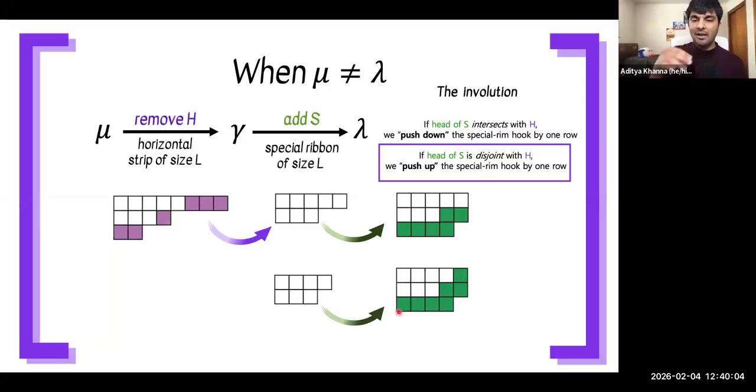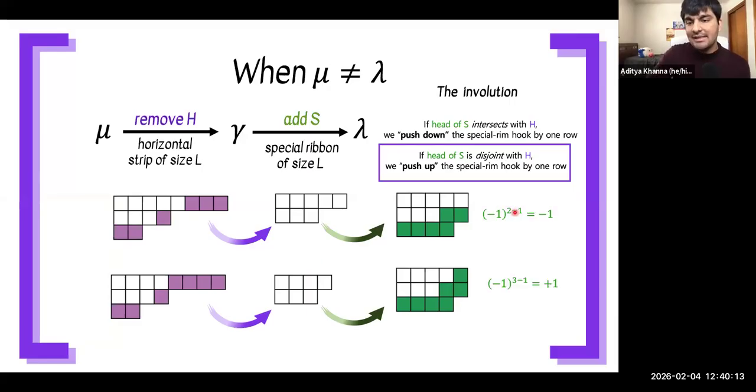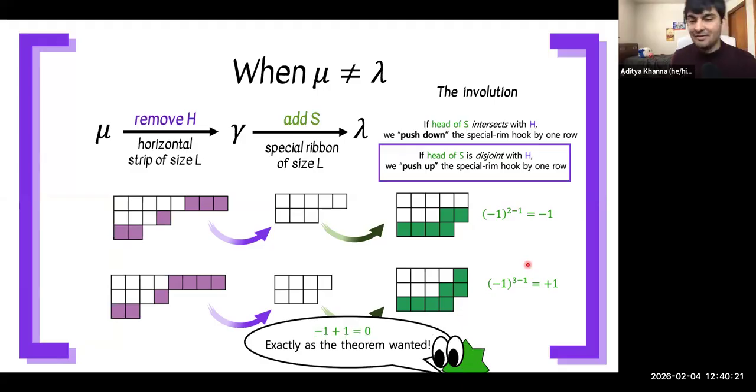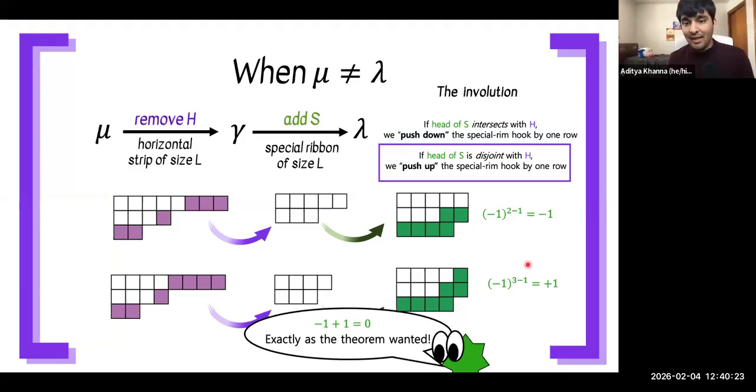And now I work my way backwards, getting the intermediary shape and then getting a corresponding horizontal strip. What you will notice is that this occupies 2 rows, so it has sign -1. This occupies 3 rows, it has sign +1, -1, +1, I believe, is 0. And so this is exactly what the theorem wanted.